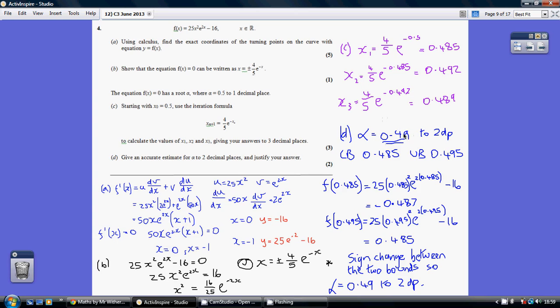Now to justify this, you take the upper and lower bound of this number, 0.485 and 0.495, substitute that into the function, and you get one value being a negative, one value being a positive. You can then conclude sign change between the two bounds, so alpha equaling 0.49 is accurate to 2 decimal places.